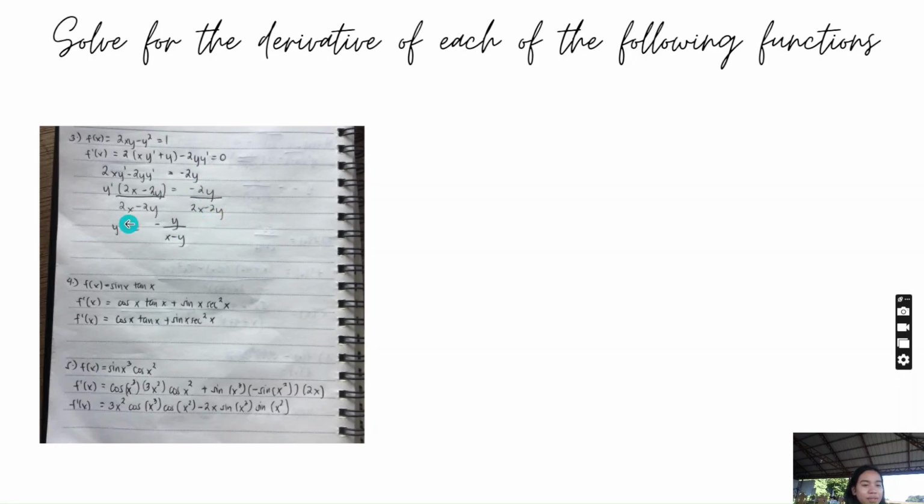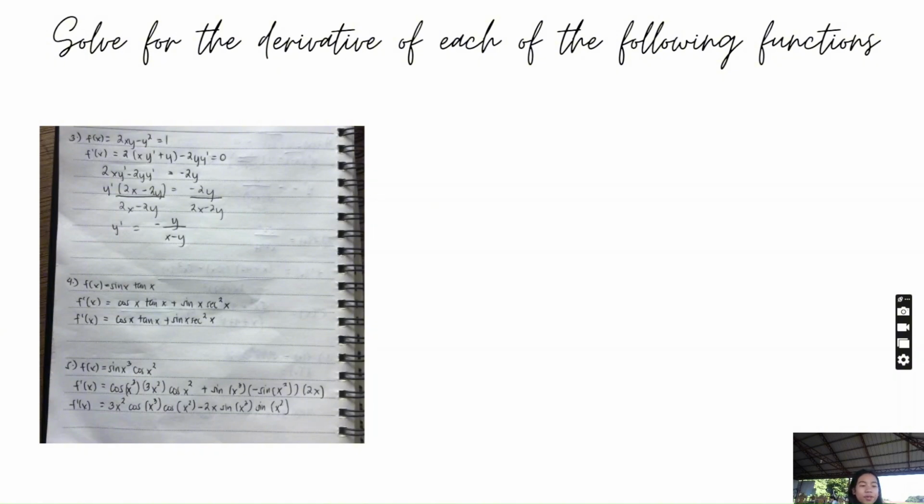And then since we are going to get the value for the derivative, all we just need to do is to divide both sides by 2x minus 2y. And so we obtain y prime equals negative y all over x minus y. So our basis for the term that we are going to divide would be the value beside the y prime. So that is why we obtain y prime equals negative y all over x minus y.